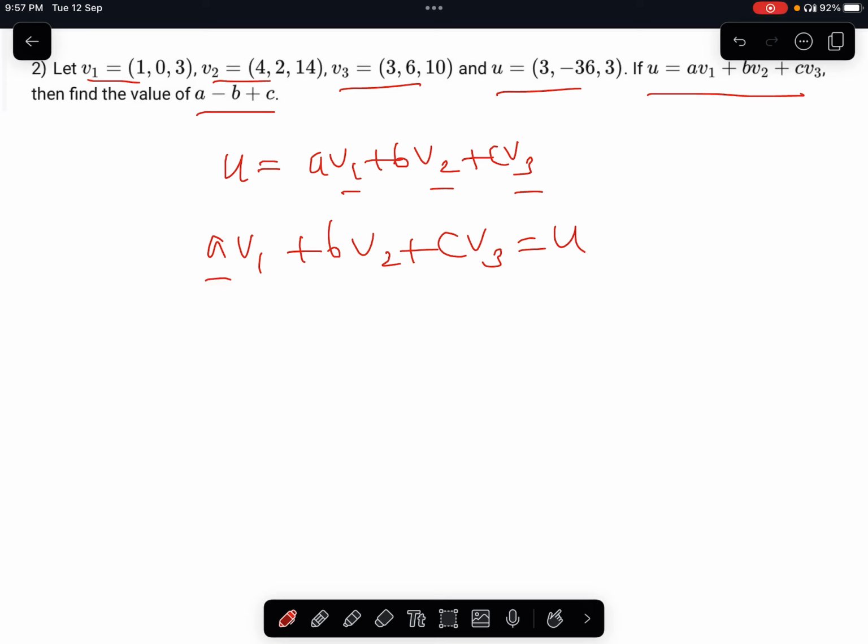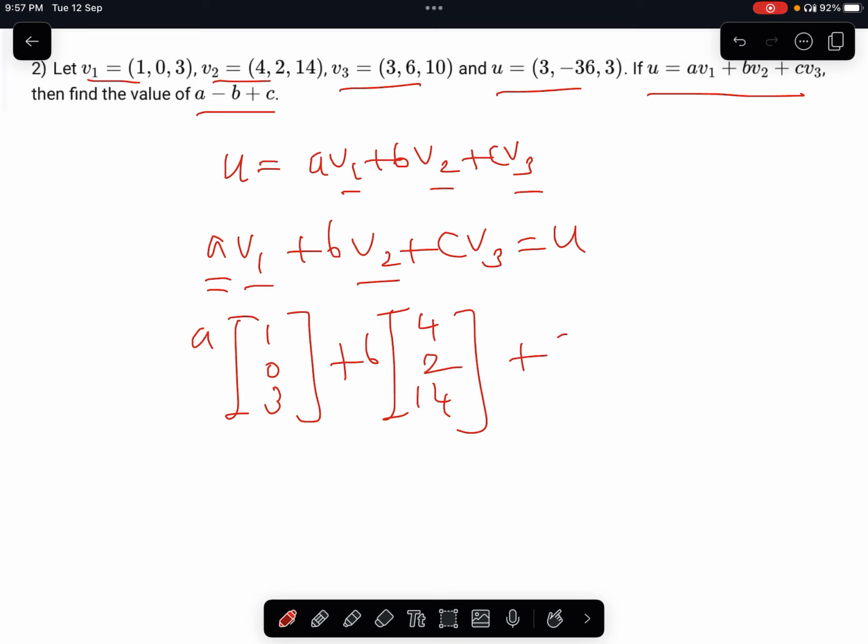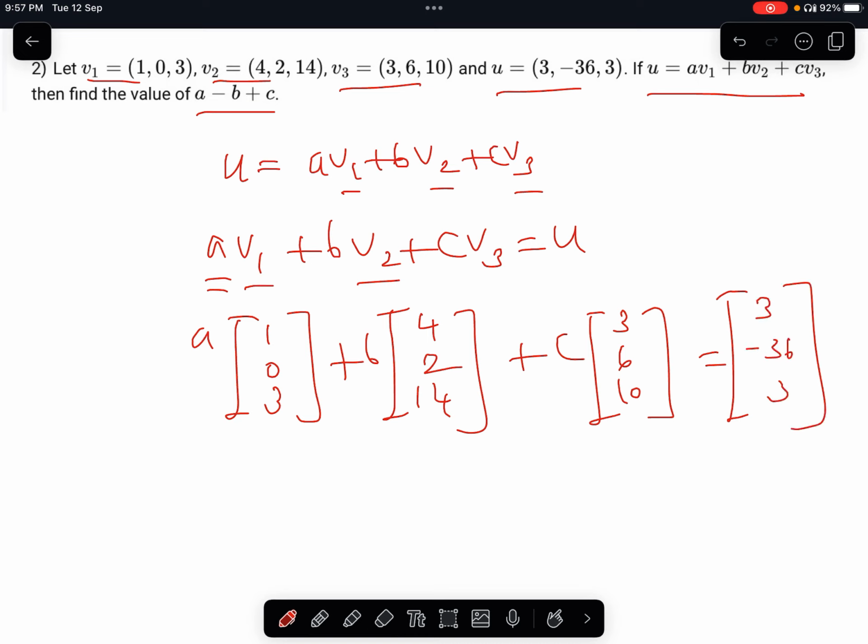So a, and in the place of v1 write the column 1, 0, 3, plus b times v2, which is 4, 2, 14, plus c times v3, which is 3, 6, 10, is equal to 3, minus 36, 3. Okay, fine.